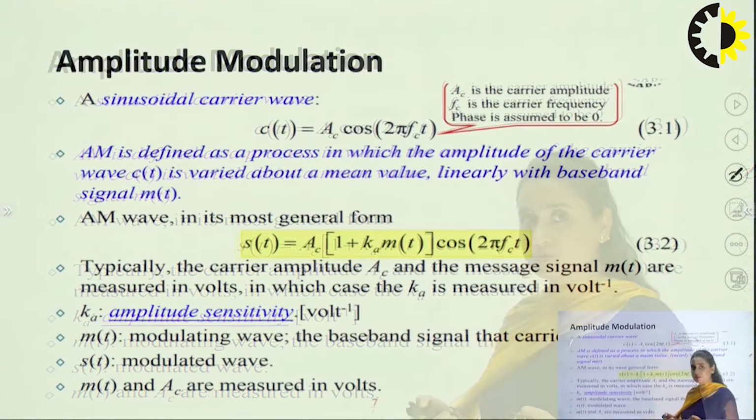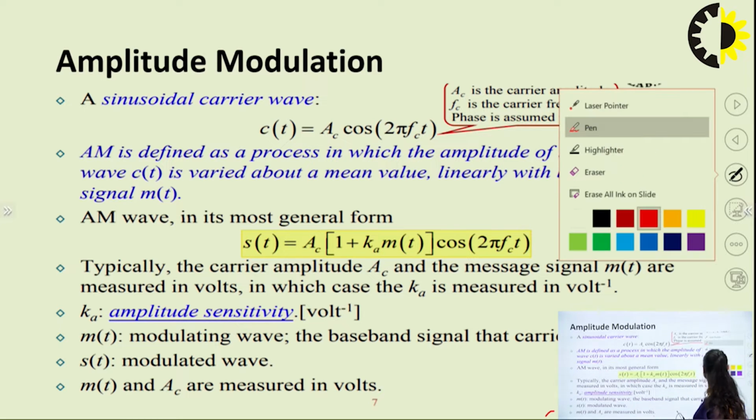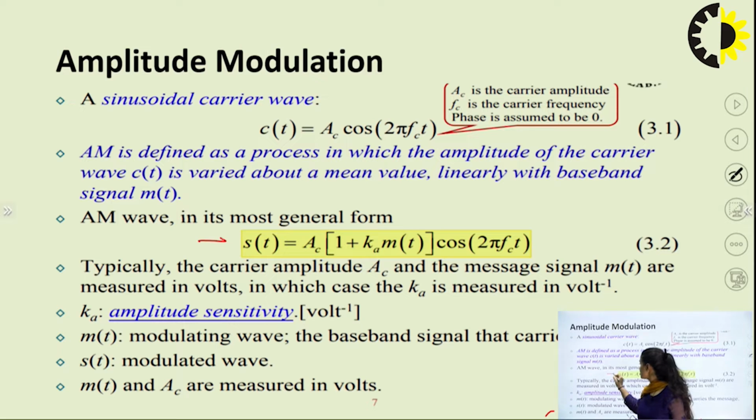So let's go through the brief part of what we have already discussed. In amplitude modulation, this is how we represent the carrier wave, and this is the definition of amplitude modulation: the process in which the amplitude of the carrier wave is varied with respect to the instantaneous value of the message signal or the baseband signal. This is the general equation for the amplitude modulated wave: s(t) = Ac [1 + ka m(t)] cos 2π fc t, right? Typically the carrier amplitude is represented by Ac and the message signal m(t) is measured in volts, right?